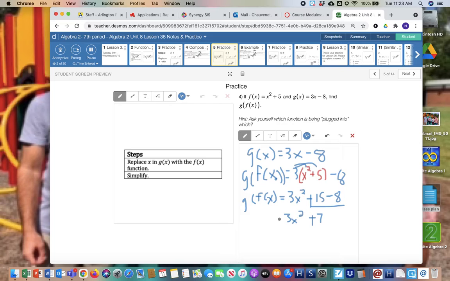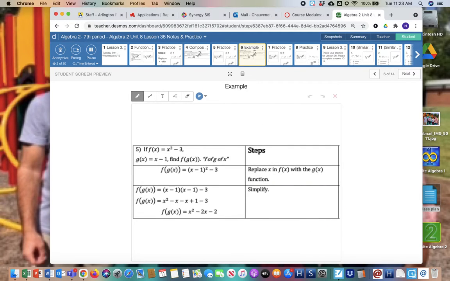And remember, we keep this notation of g of f of x. And again, what does that mean? It means we put the f of x in for the variable in the g of x equation. Okay? So you're plugging what's on the inside into what's on the outside.